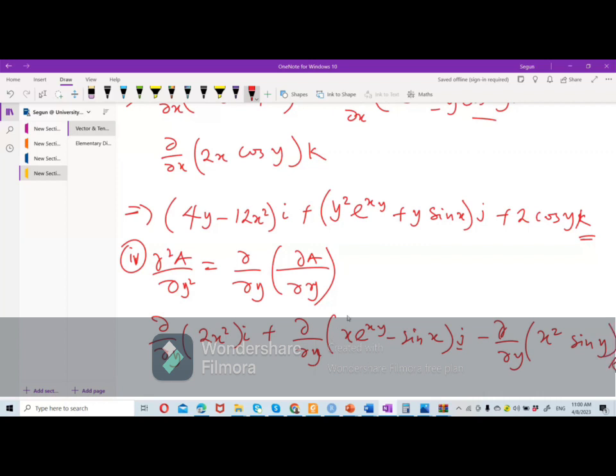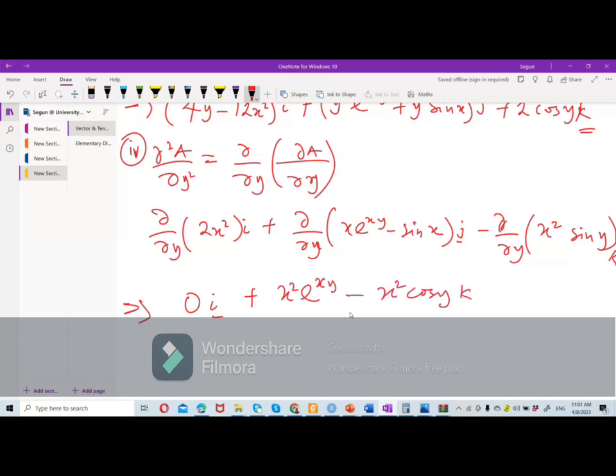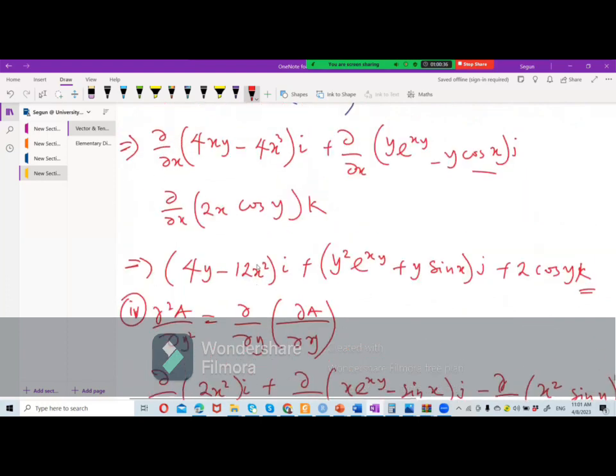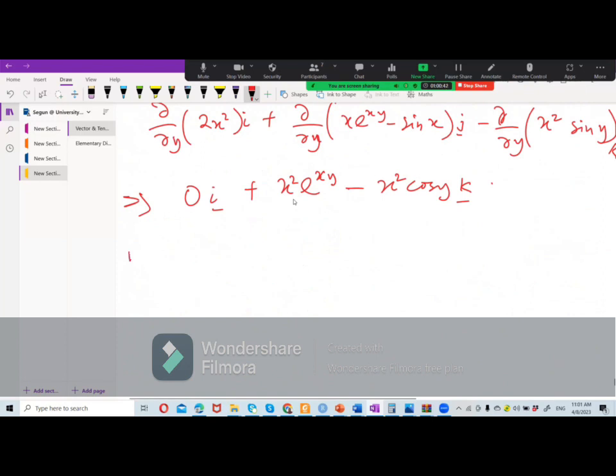Okay. So if you want to write this one now, what do we have here? The first one will be 0 i, plus, when you differentiate this one, you have x squared exponential xy j. Minus, when you differentiate sine y, what do you have? x squared cos y k. So that is just the analysis. How many of us got the same thing? What I did. So let's look at it.